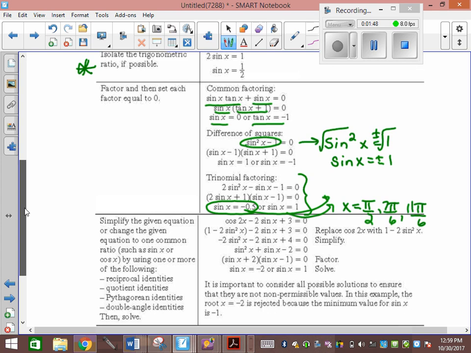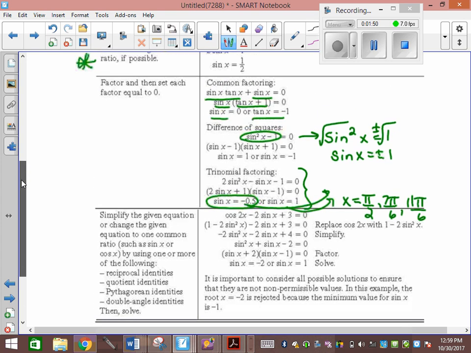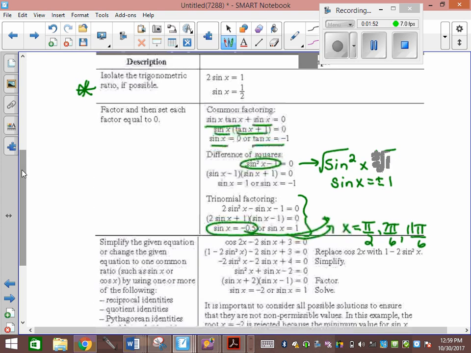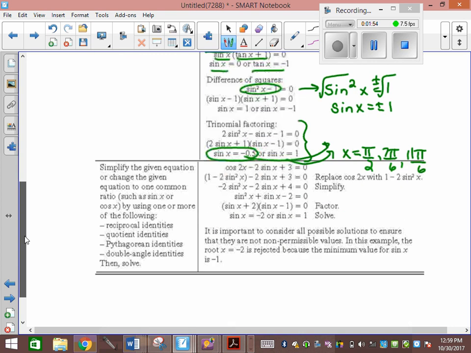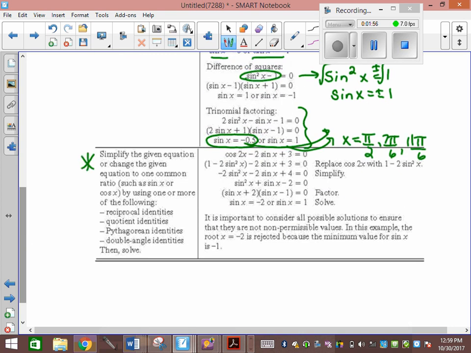Now, today's lesson is where it's not that nice. You can't maybe just take a sine x, a GCF out. You might have to replace it. So this is more the type that we're doing today. So you have cos 2x minus 2 sine x plus 3 equals 0.